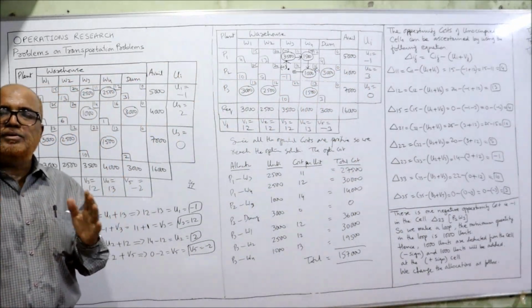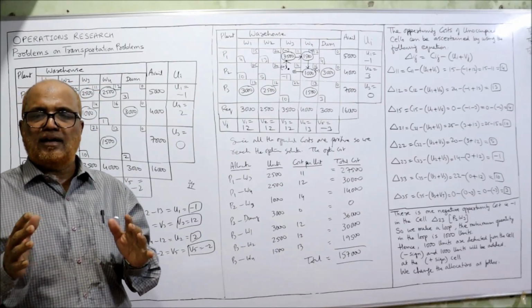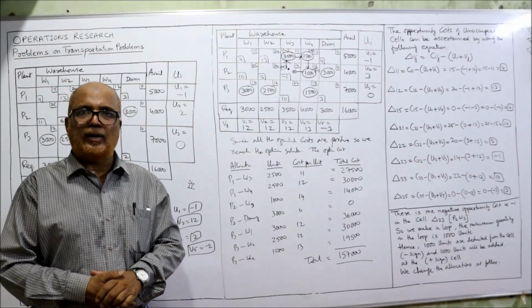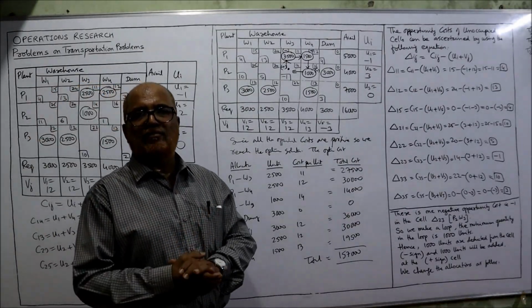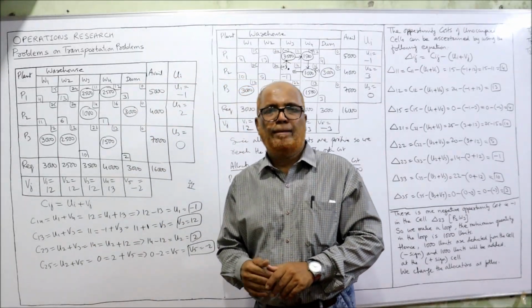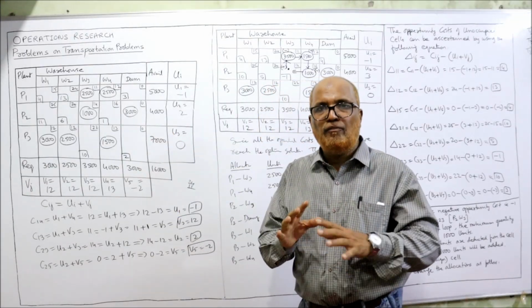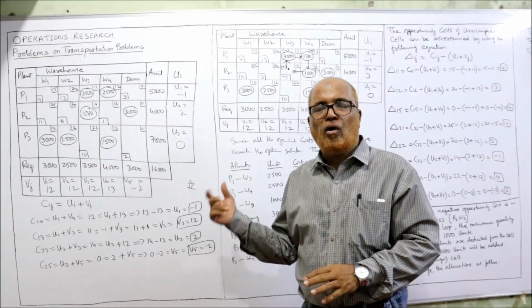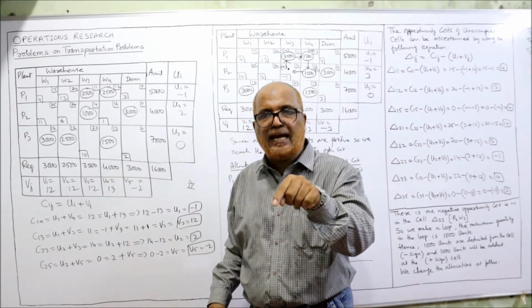See here, this problem is very, very important from the examination point of view. At first instance itself, you may not be able to understand. Watch the video twice, thrice. Because two new points I have covered in this video. The first new point is regarding the unbalanced problem, so we have made it balanced. Secondly, all the opportunity costs are not positive. One opportunity cost is negative.